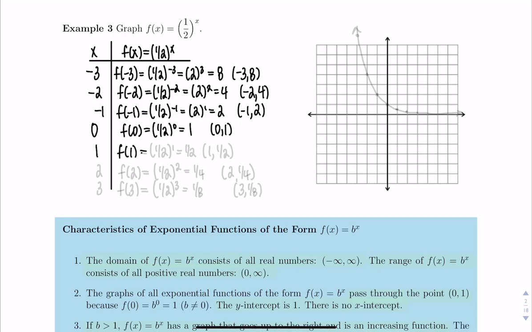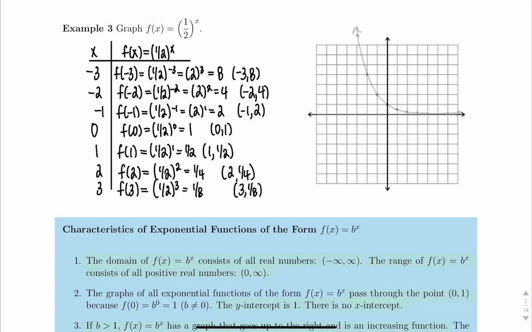F of 1 is 1/2 to the 1, or just 1/2. So we have the point 1, 1/2. F of 2 is 1/2 to the 2nd, which is really 1/4. So we have 2, 1/4. And 3, we have 1/2 to the 3rd power, which is 1/8. So we have 3, 1/8.